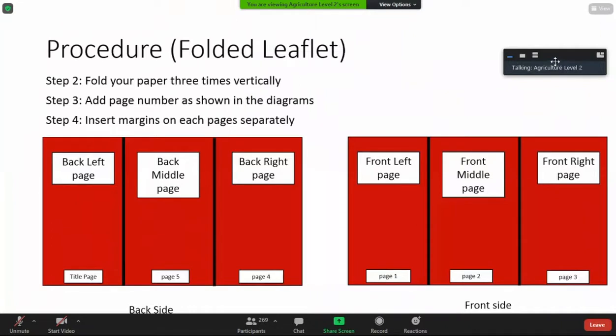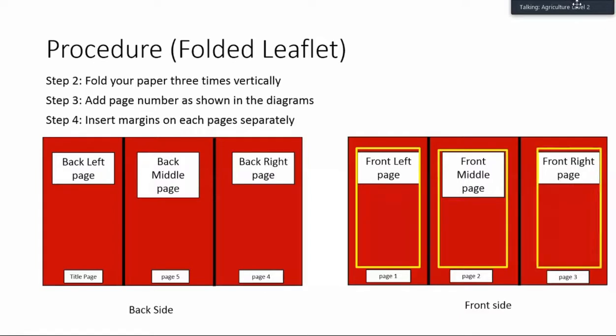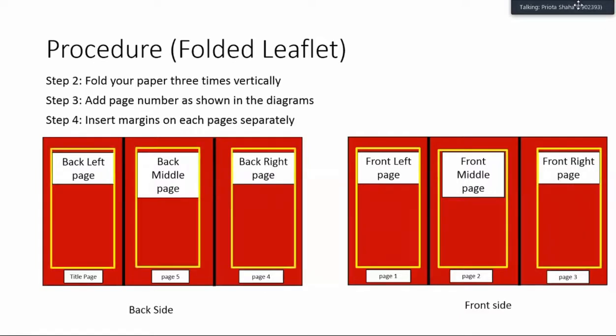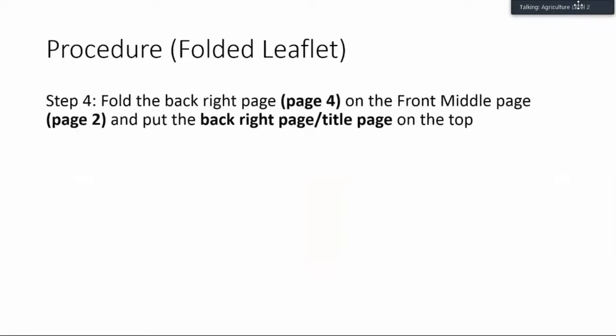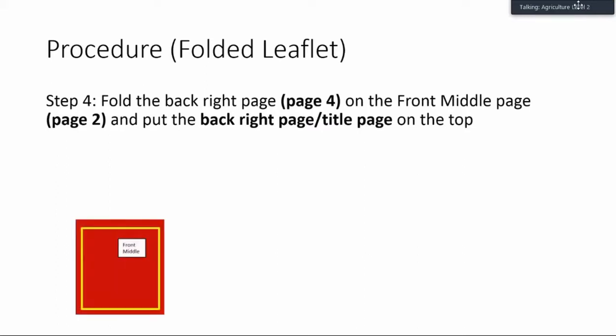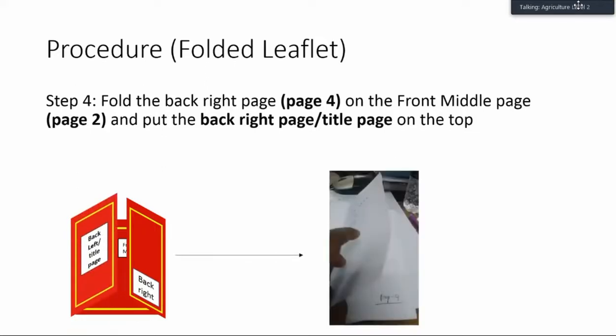Insert the margin on each page separately. You see the yellow margin appeared on your pages? Yes, sir. Now we are almost done. So now this is the main thing. Fold the back right page, I mean page four, onto the front middle page, I mean page two, and put the back right or title page on the top. So this is the front middle, this is the back right, page four on page two, and this is the title page. So ultimately it's going to look like this.